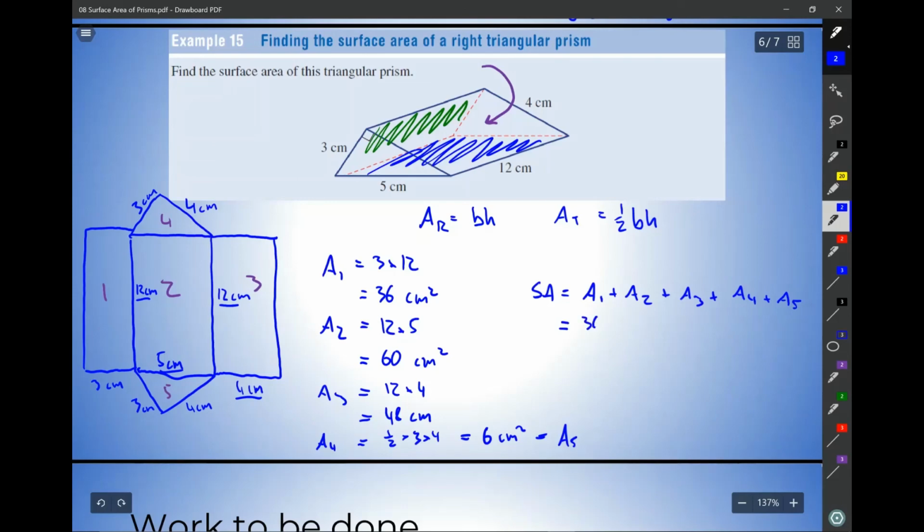So we've got 36 plus 60 plus 48 plus 6 plus 6. I'm going to put this one in my calculator so I don't make any mistakes. And then we end up with 156 centimeters squared.